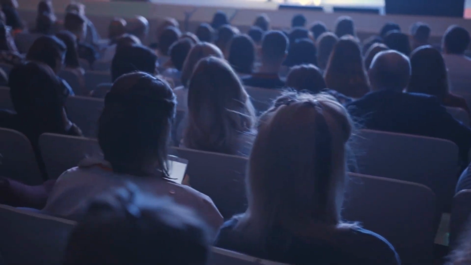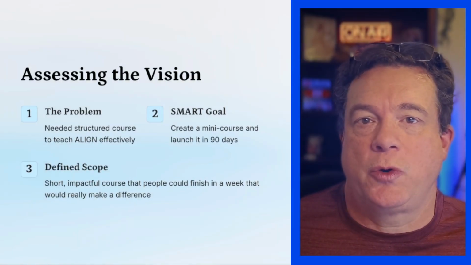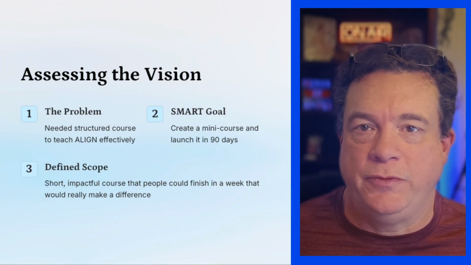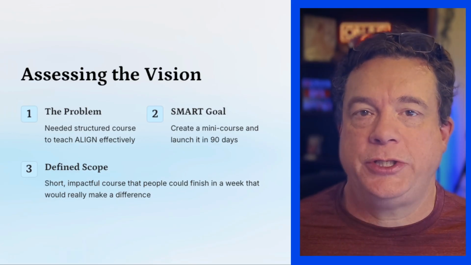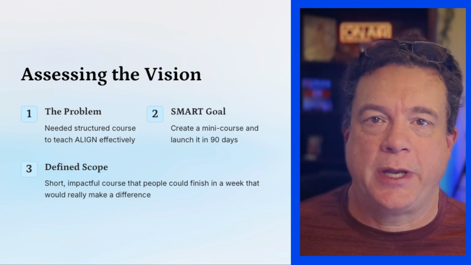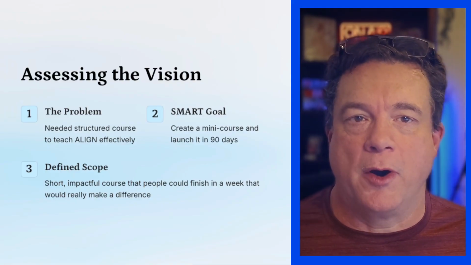And the problem was I needed the course because I was ready to take that to a broader audience. So I set a SMART goal essentially to create a 5-day mini course that I could use to reach a lot of people. And I wanted to launch it in 90 days, complete with a marketing plan and Facebook ads and landing pages and all of the things that you need to do good marketing.